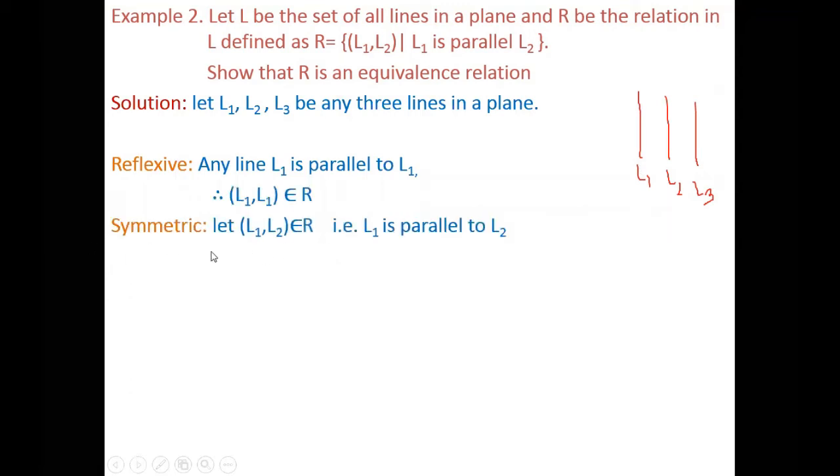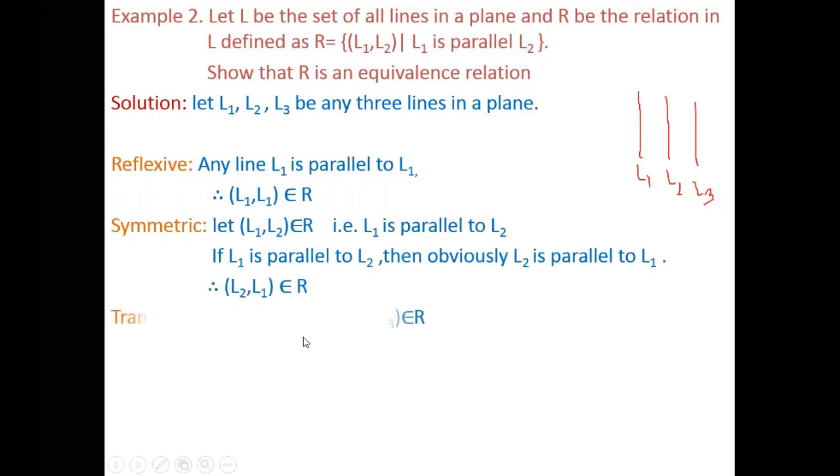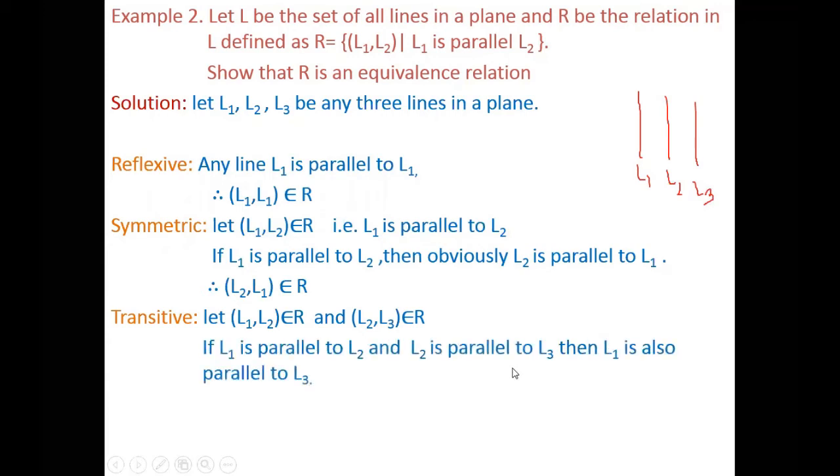Now symmetric. L1 is parallel to L2. So similarly L2 is also parallel to L1. So ultimately we can write (L2, L1) belongs to R. Now transitive. L1 is parallel to L2 and L2 is parallel to L3. Ultimately we can say (L1, L3) belongs to R, because L1 and L3 are also parallel to each other.